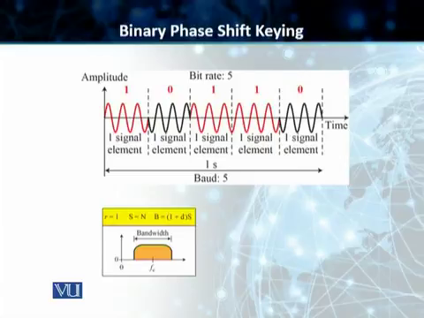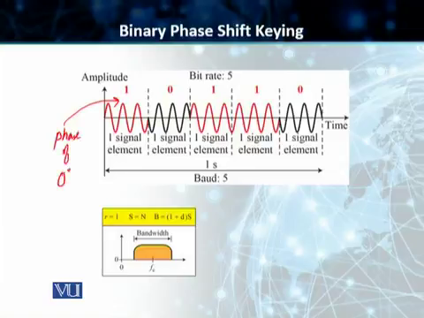Students, once again on the slide, you can see that we have got a bit rate of 5, we have got a baud rate of 5 as well. We have got a modulated signal in which our signal takes two different forms. Two signal elements: you've got a 1 with a phase of 0 degrees, and then you've got a 0 which has got a phase of 180 degrees.